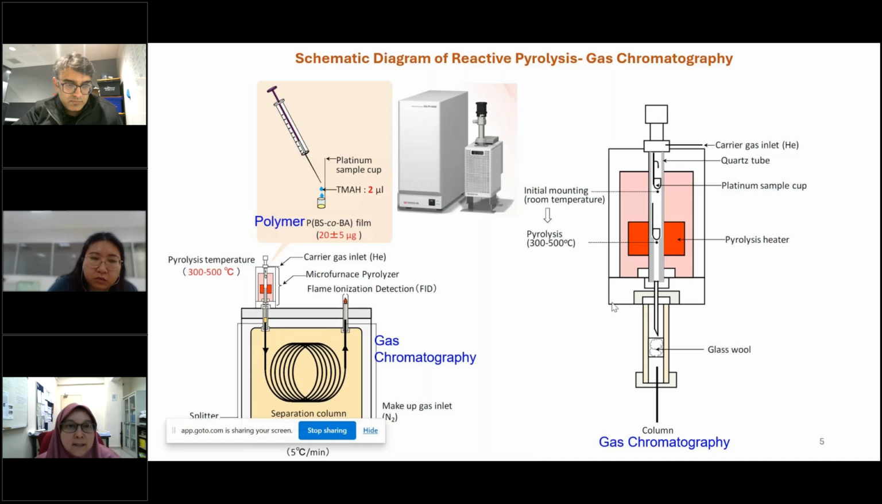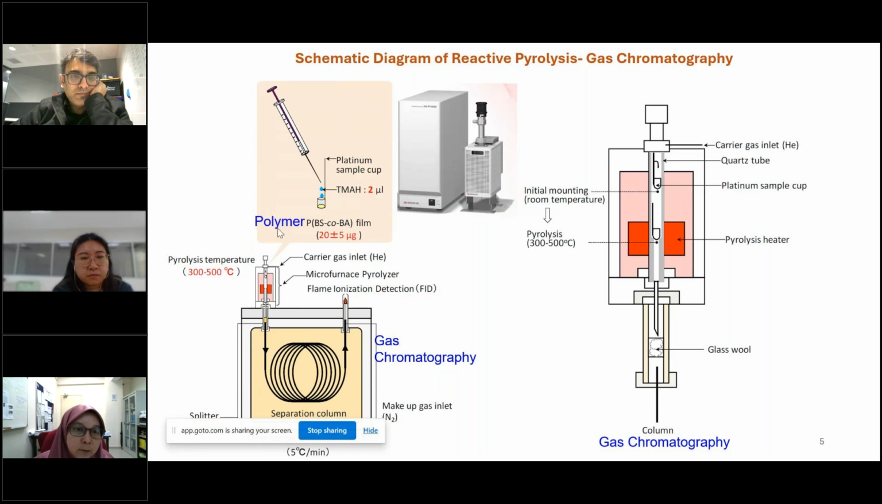This is the schematic diagram of reactive pyrolysis gas chromatography. Inside this pyrolyzer, we have a small pyrolysis heater. At this part, the pyrolysis occurs. The temperature we can set around 300 to 500 degrees Celsius. In the beginning, for sample preparation, we take a small platinum cup and put the polymer or any kind of sample of interest.